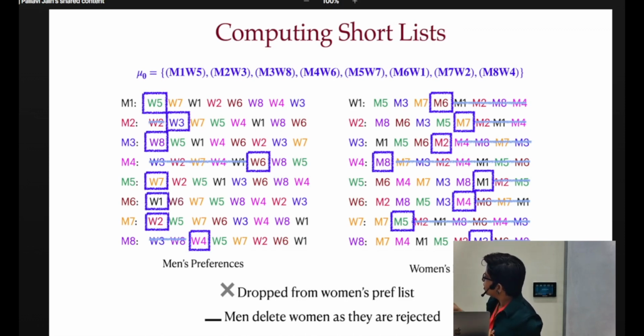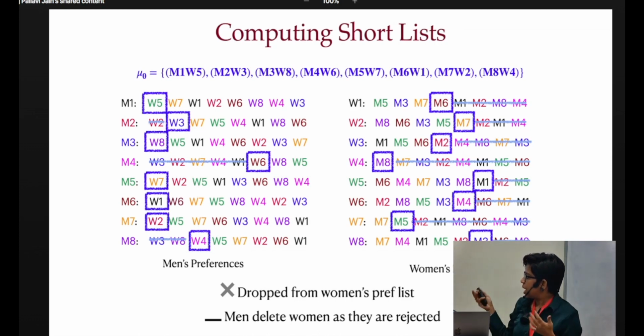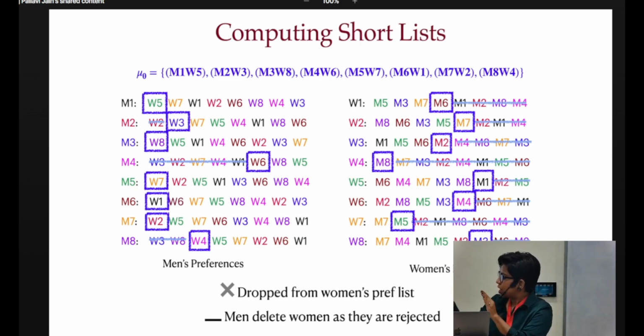Okay, I think this thing is not visible, right? This one, the M7 W2. So it means all these people who are ranked below M7, M2, M1, M4, they are struck from her preference list and so on. If you see this, it should tell you that the ones that are struck out, imagine as if they don't exist.